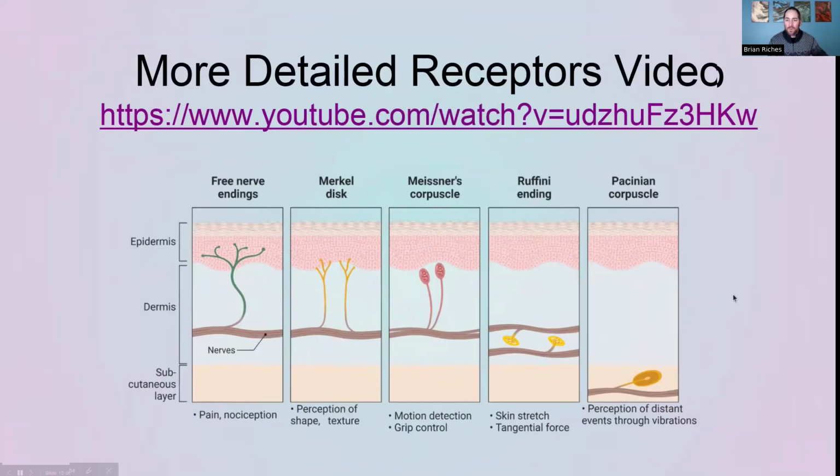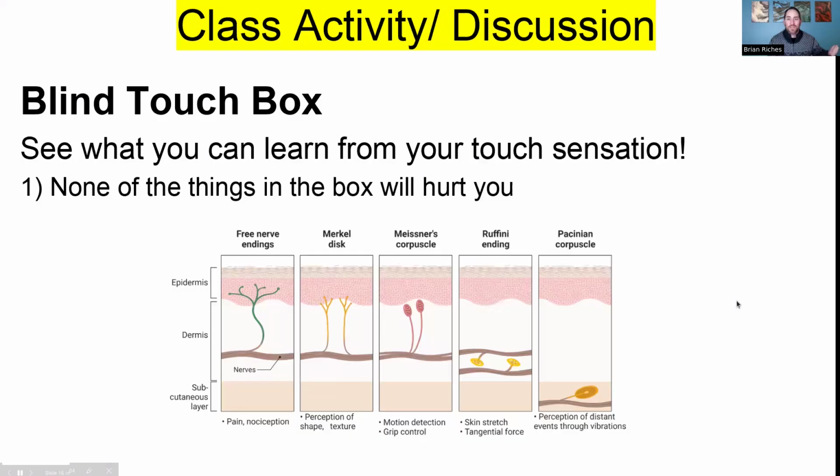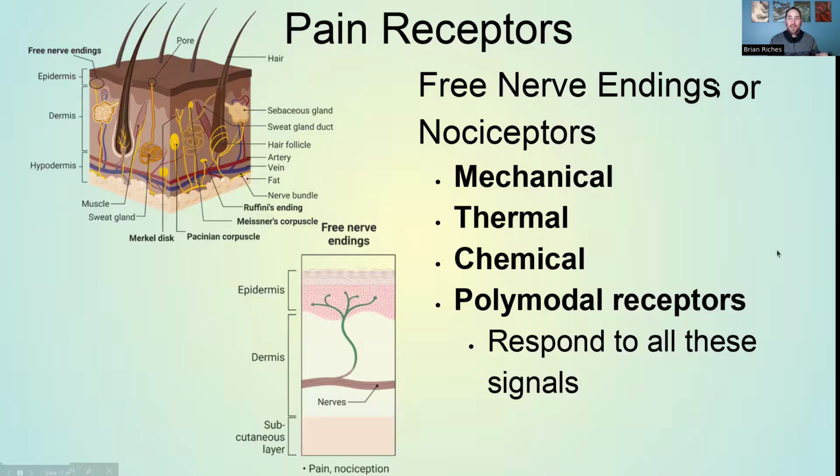All right, so that was the review of all of these receptors. The next one that we will talk about is pain, and the pain receptors specifically. So pain receptors are an interesting thing. They are a little bit different than what we see with the other touch receptors in the body. So these are called free nerve endings, or nociceptors.